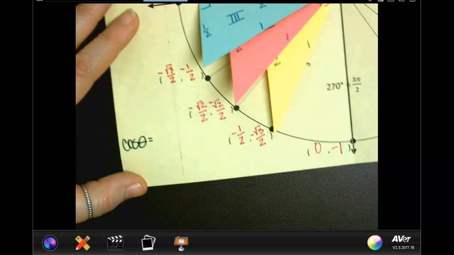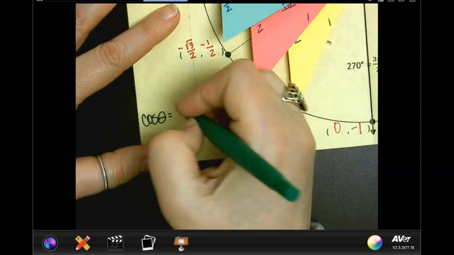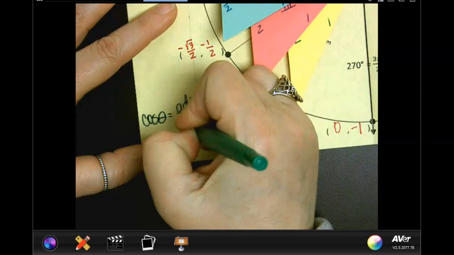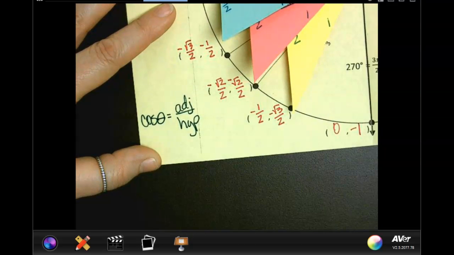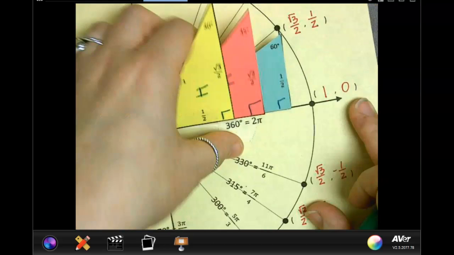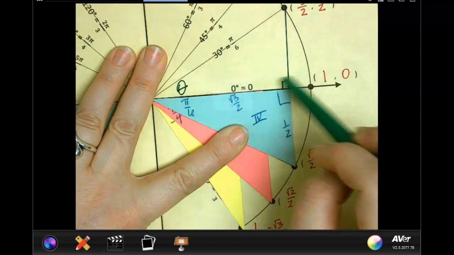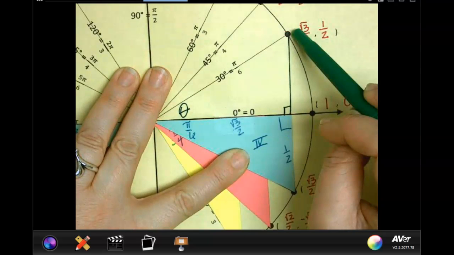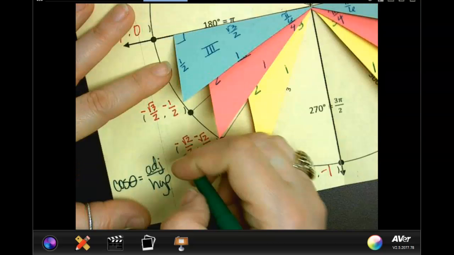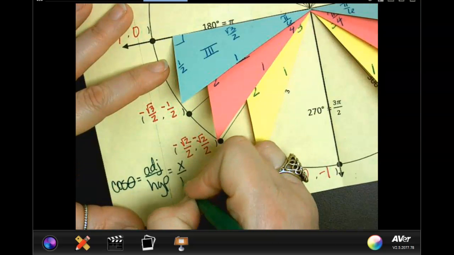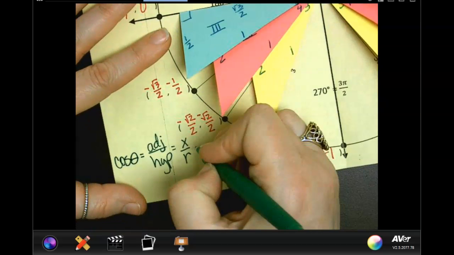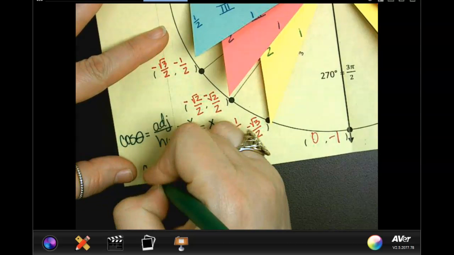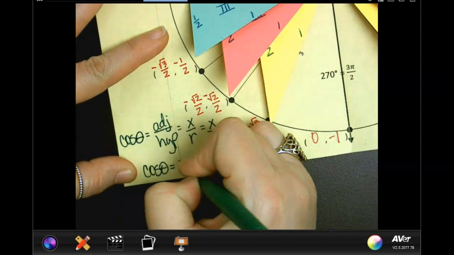Anyway. All right. Cosine theta. From SOHCAHTOA, what's that? Adjacent over hypotenuse. Okay. So if I go back over here, the adjacent side is actually the x value, right? Hypotenuse is still the radius. So cosine is x over r, because sometimes the radius isn't 1. But in this case, it is 1, so it's x over 1. So when you have a unit circle, cosine theta is equal to x.